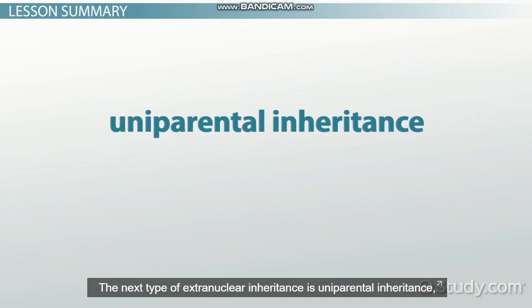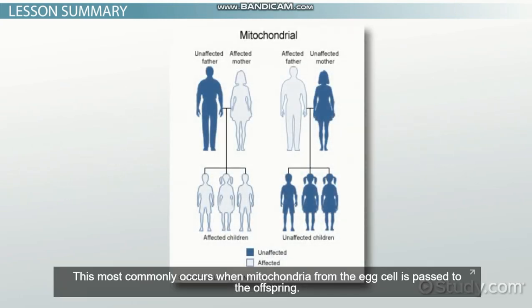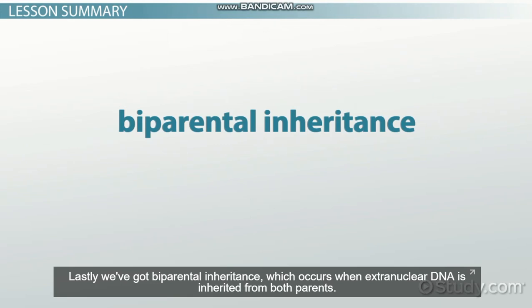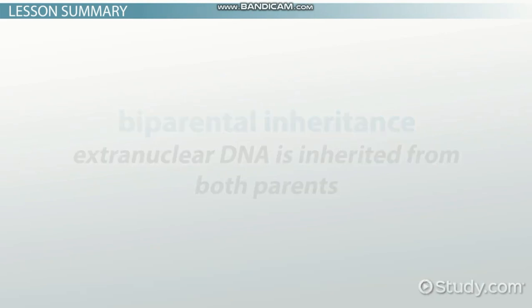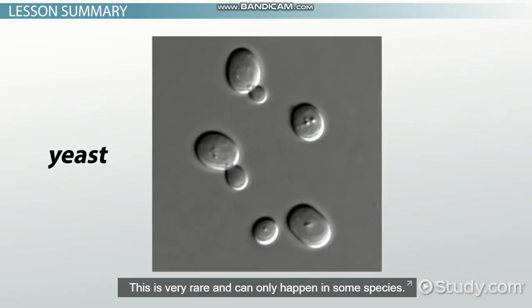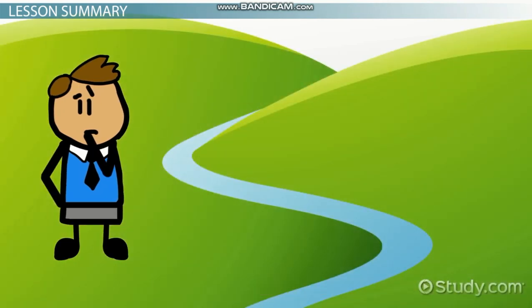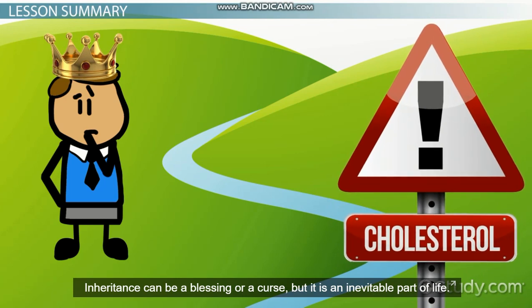The next type of extranuclear inheritance is uniparental inheritance, where genetic information is passed to a child from only one parent. This most commonly occurs when mitochondria from the egg cell is passed to the offspring. Lastly, we've got biparental inheritance, which occurs when extranuclear DNA is inherited from both parents. This is very rare and can only happen in some species. But the result of all of these is the same. Inheritance can be a blessing or a curse, but it is an inevitable part of life.